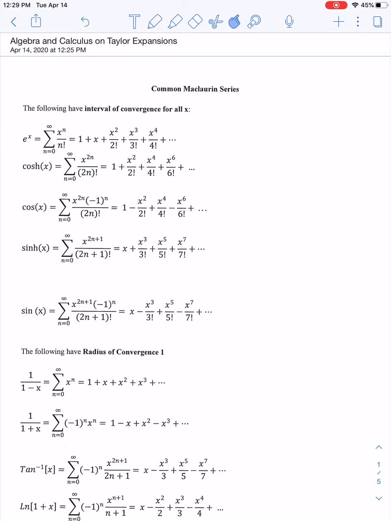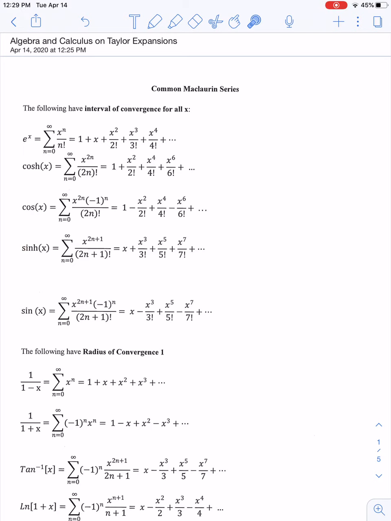Last time I showed you how to actually compute Maclaurin series expansions, and we came up with a few formulas. Here are some of the formulas that I'm just going to remind you of because we're going to use them. Here's the expansion for e to the x, the hyperbolic cosine, the hyperbolic sine, and the sine.